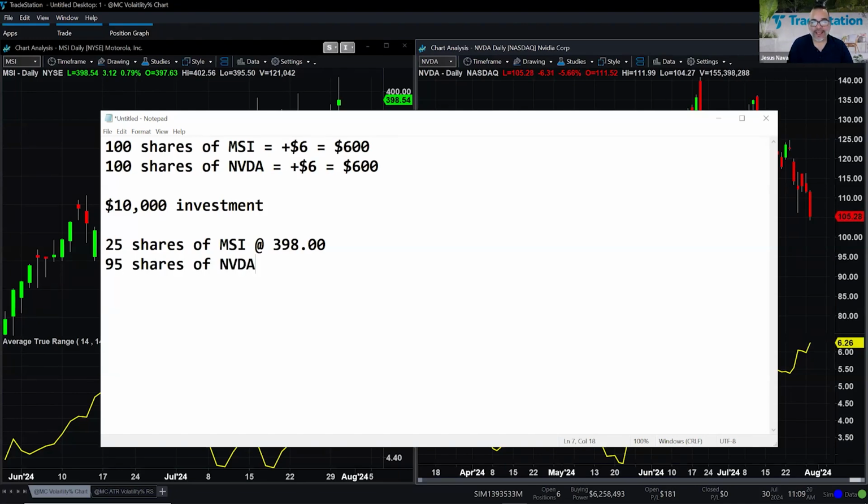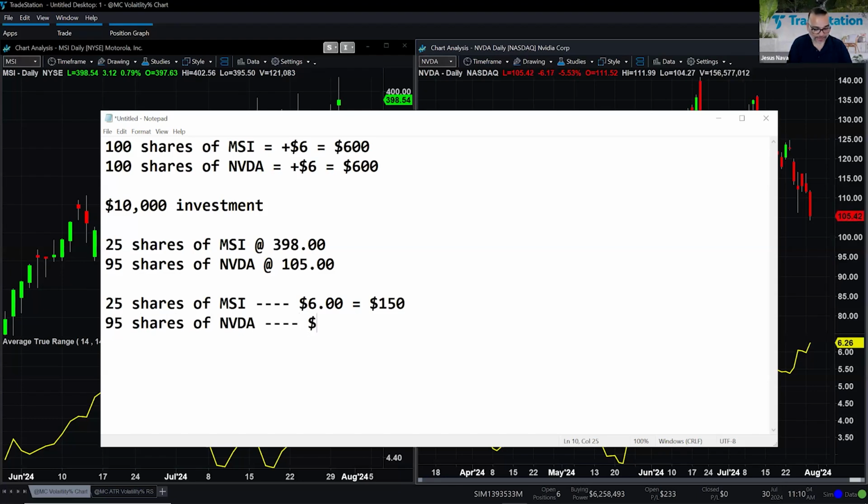95 shares of NVDA at 105. So you can see that depending on which security you do decide to invest in, it's a different quantity because the investment is always $10,000. So this is just straight math. What this means is that 25 shares of MSI, if they do move $6, that would give you 25 times 6, $150. The 95 shares of NVDA, if it moves the same $6, this would be 95 times 6, it would be $570.